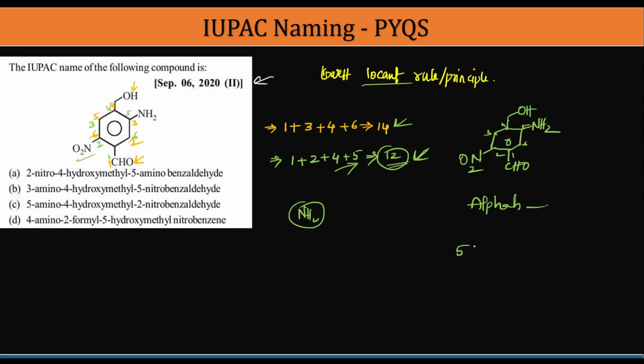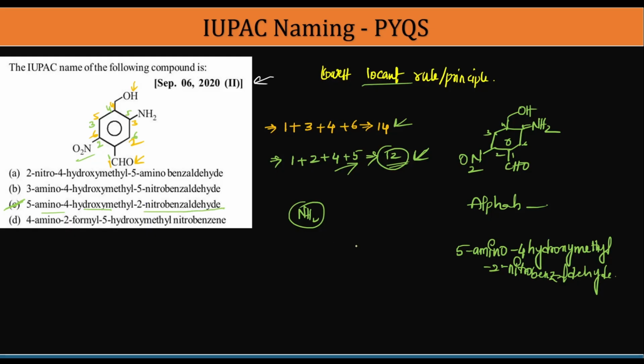5 amino, then 4 hydroxymethyl, that one is hydroxymethyl, and 2 nitro benzaldehyde, right? This is a benzaldehyde. So simple. Which option is correct? Option C is correct. 5 amino, 4 hydroxymethyl, and 2 nitro benzaldehyde.